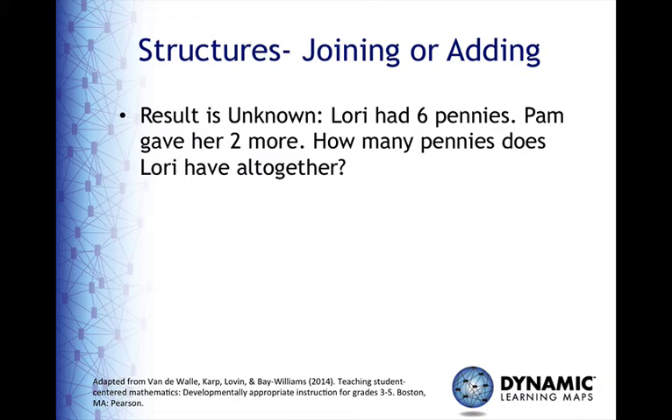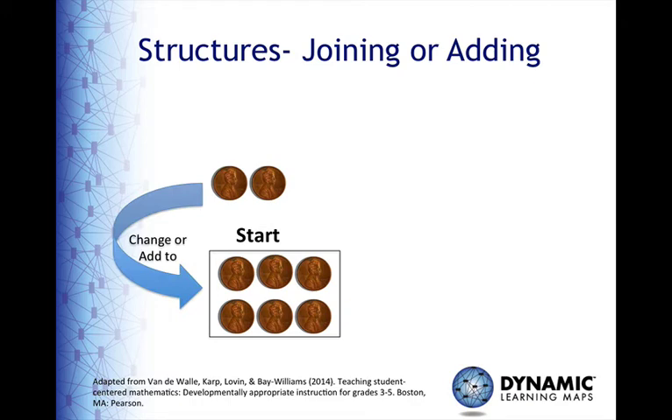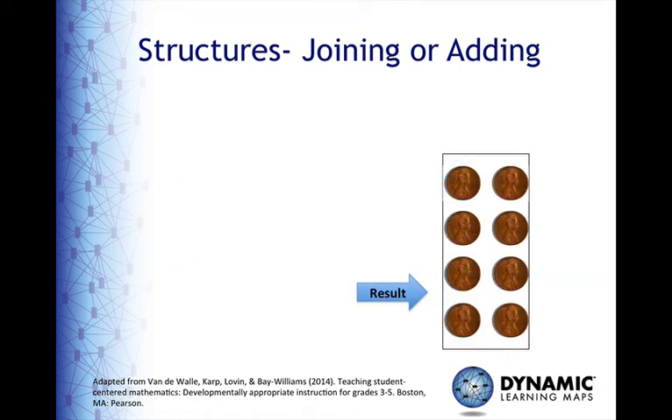In this problem, we start with the known amount. Lori has 6 pennies. Then we work with the change, or how many are added to the known amount? Pam gave her 2 more. By physically adding these two groups together, we get the result, which is 8 pennies.